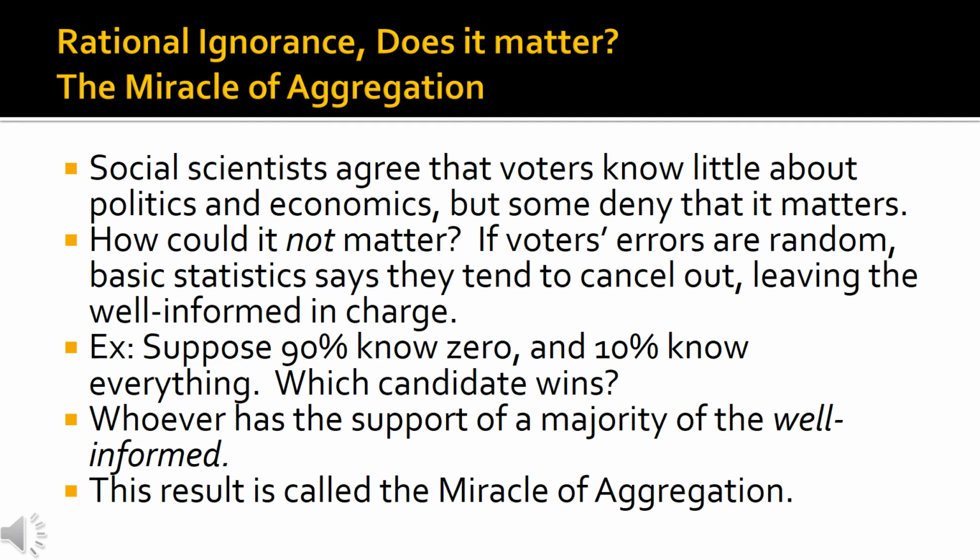If voters are wrong randomly, so they are just as likely to be wrong in one direction as in the other direction, their votes are going to cancel out. So those 90% don't matter. And it's the 10% who do matter, who do have this deep knowledge. Whichever candidate wins, that 10% is going to win the election. So whoever has the majority support of the well-informed is going to win. And we'd expect the well-informed to have the better selection, the better vote.